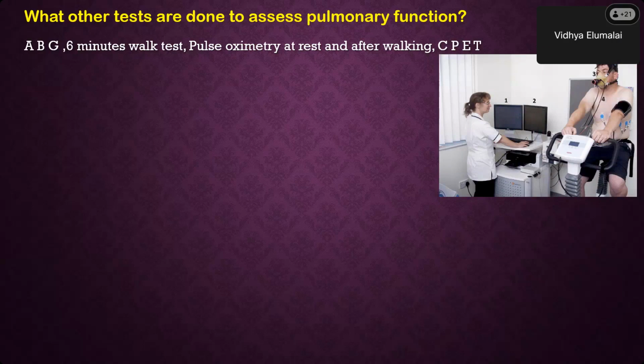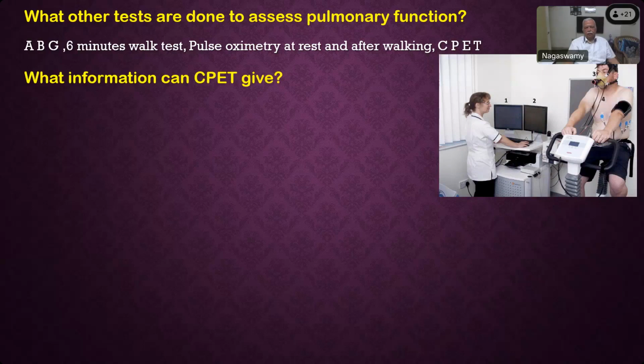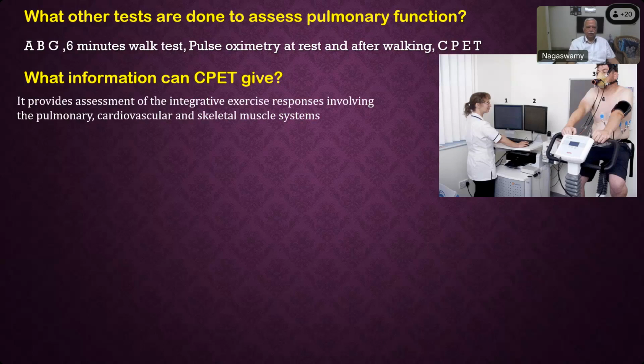Cardiopulmonary exercise testing. Very good. What information can cardiopulmonary exercise testing give? So the O2 consumption. It is an integrated measurement of both cardiac and pulmonary function. That's why it's called cardiopulmonary exercise testing. It provides assessment of exercise response involving the pulmonary, cardiovascular, as well as skeletal muscle system.